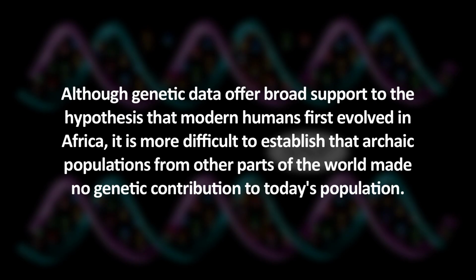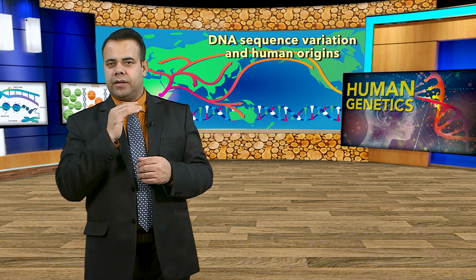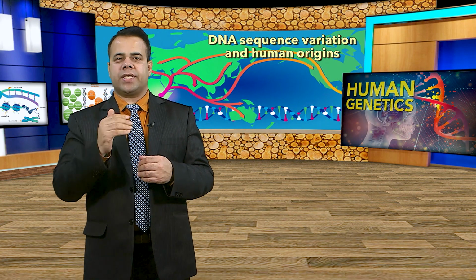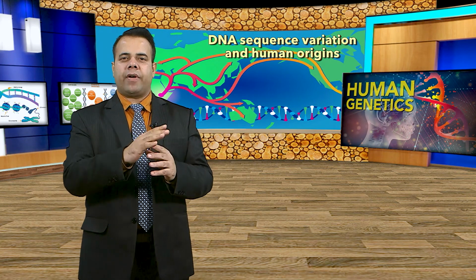Although genetic data offer broad support to the hypothesis that modern humans first evolved in Africa, it is more difficult to establish that archaic populations from other parts of the world made no genetic contribution to today's populations. That is, that there was no mixing between anatomically modern humans from Africa and archaic populations from Europe or Asia.